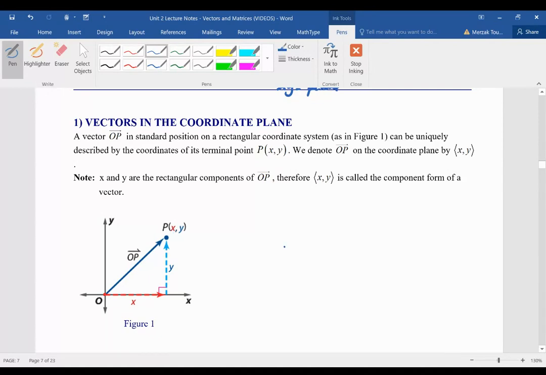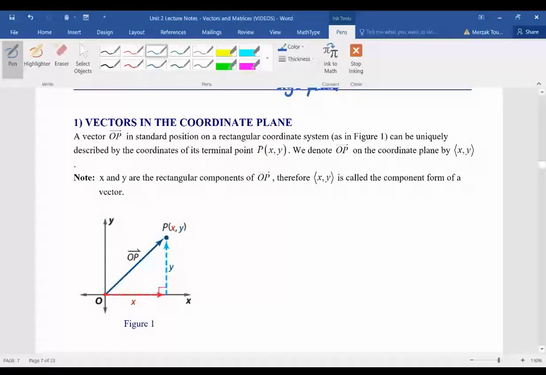For instance, if I have this vector, then the x component is negative, the y component is positive. This negative will indicate that the direction is negative, and the positive indicates that the direction is positive. And the value will tell us the magnitude, or the absolute value of that value would indicate the magnitude.